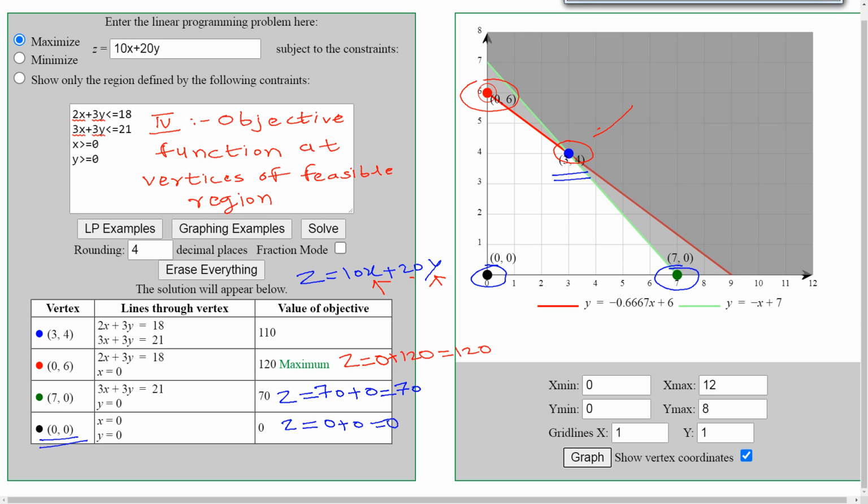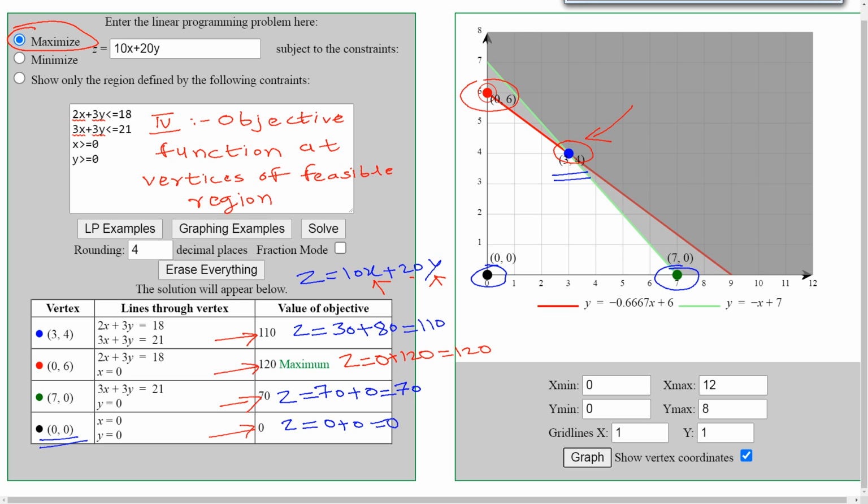Now finally, we'll determine the value at point (3, 4). At point (3, 4), the value is z is equal to, substituting x as 3, 10 into 3, 30, plus substituting y as 4, 20 into 4, 80. So 80 plus 30 is 110. So here the value at point (3, 4) is 110. Recall that the problem is one of maximization. So out of these four values, 110, 120, 70 and 0, which is the maximum value?